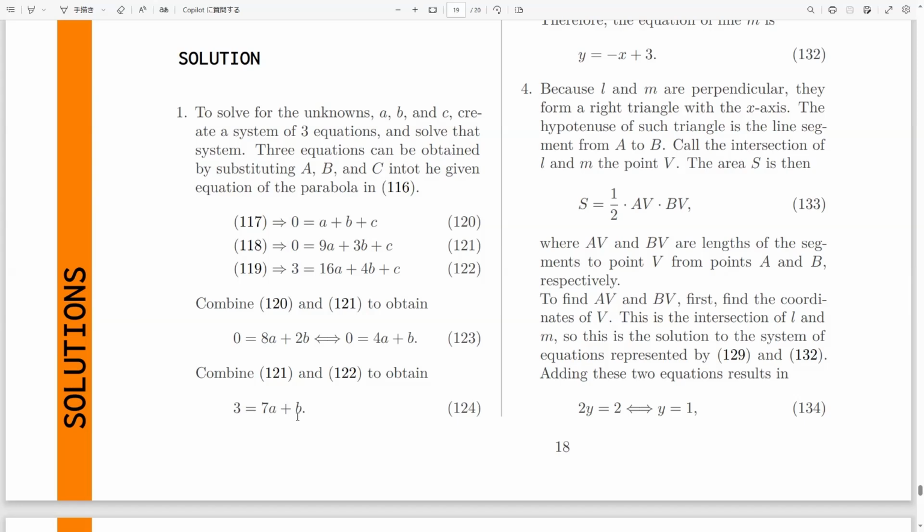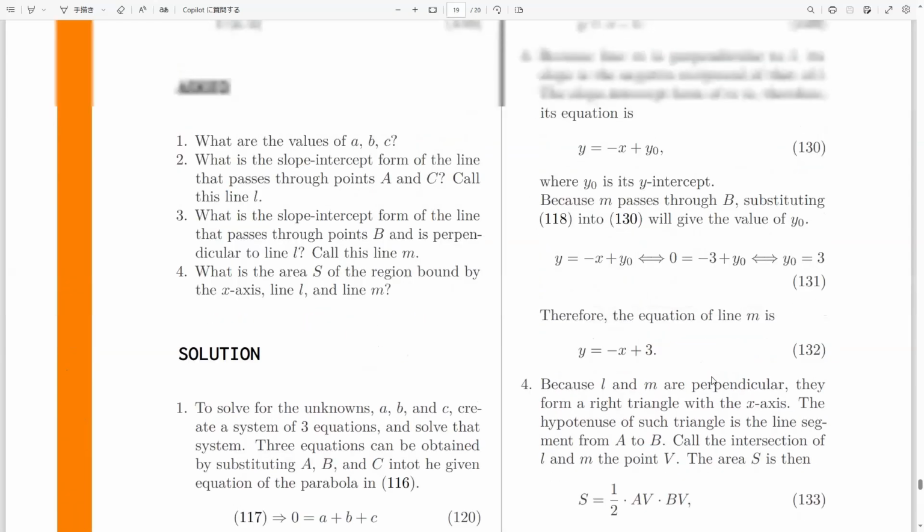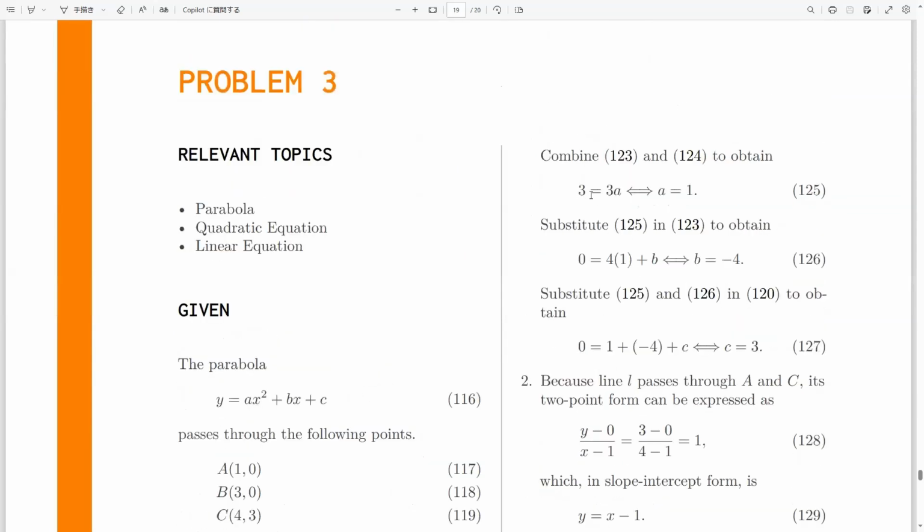Now, we notice that this one and this one, we can actually use them to eliminate b. Again, we just do the good old subtraction. 3 minus 0 is 3. 7a minus 4a is 3a, and b minus b equals 0. And so we're left with 3 equals 3a, which means that a equals 1.